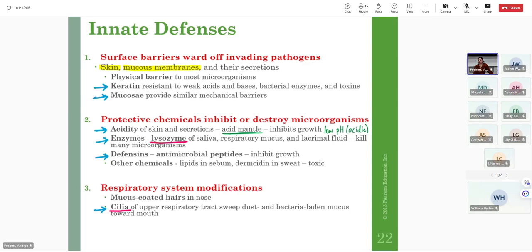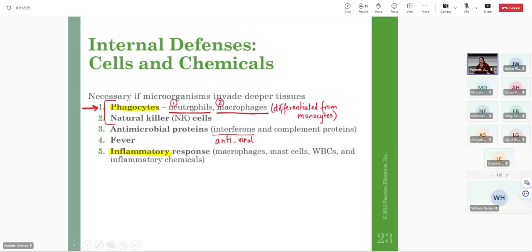You also have other modifications related to the mucosa of the respiratory system. For example, you've got the cilia, that helps to trap any kind of pathogens and walk it away from critical organs like the lungs, right, to prevent spread of that infection. So these are your innate barriers.